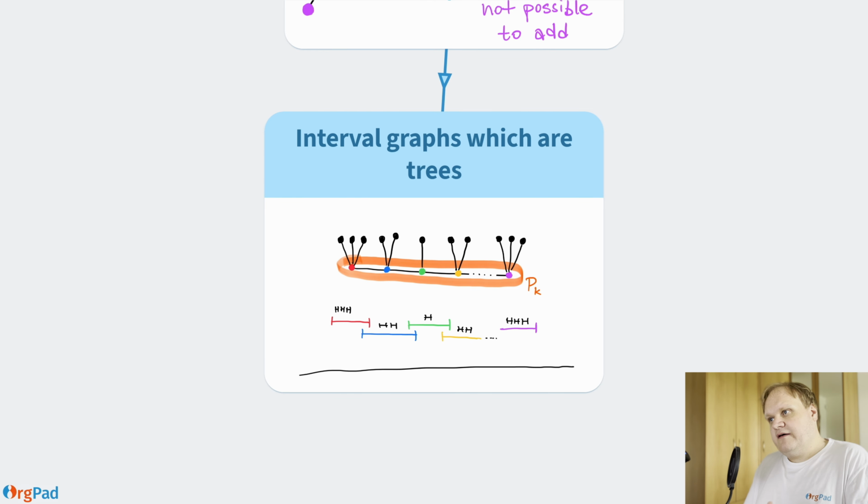And these trees have a special name. They are called caterpillar graphs because they sort of look like this caterpillar animal. There are sometimes quite funny names in graph theory for various types of graphs. And we have just proved that interval graphs which are trees are caterpillar graphs.